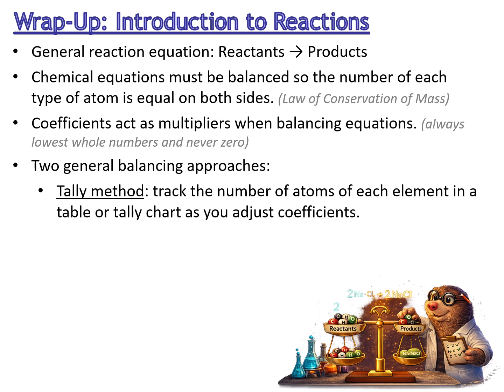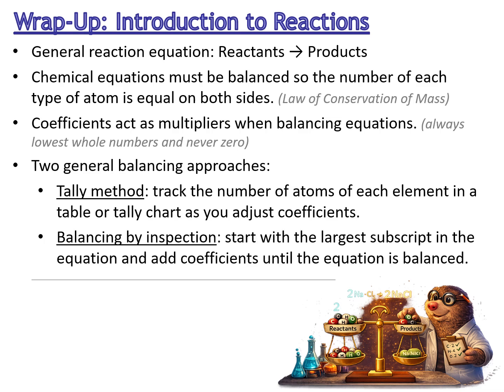So the tally method, that's where you write each type of atom underneath, and you just keep going back and forth with the coefficients until they're all balanced out. One of the tricks you can do with this, well, for both of them actually, is if you see that you have polyatomic ions, draw a circle around the polyatomic ions, or group them in some fashion so that you simplify the task a little bit.